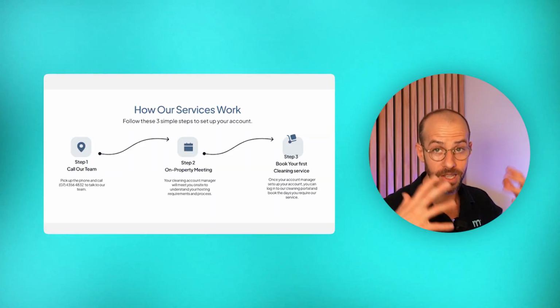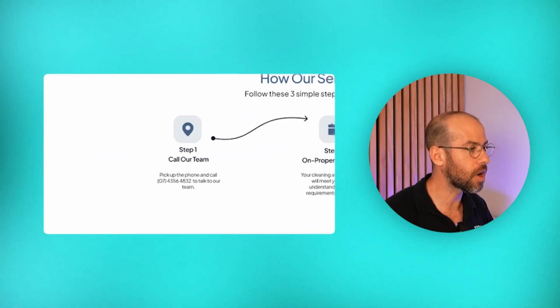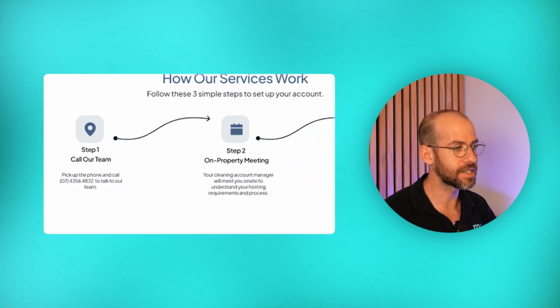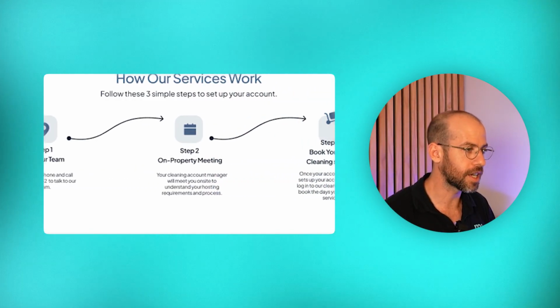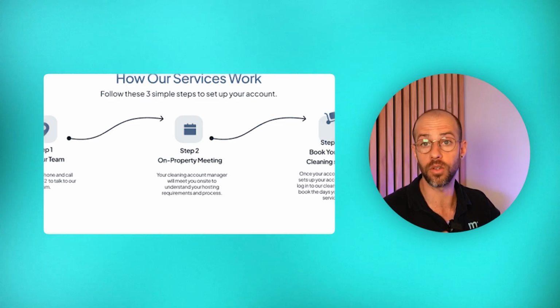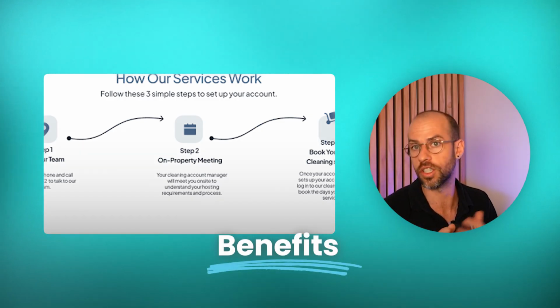Here's the process, this is what you need to do and what it looks like. For example, for this Airbnb cleaning service, step one is call our team, obviously get in touch. That's the first thing you want to put in there. The second step, on-property meetings: your cleaning account manager will meet you on site to understand your hosting requirements and process. So they go a bit above and beyond. They're just coming to clean their stuff.